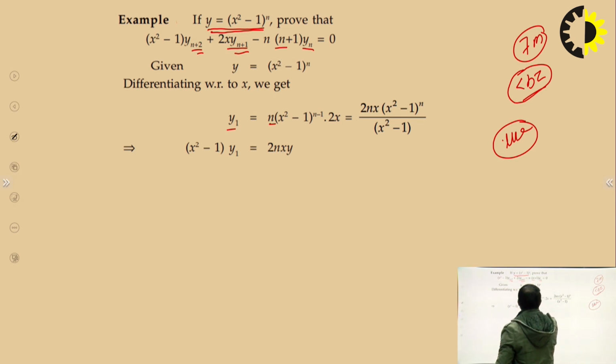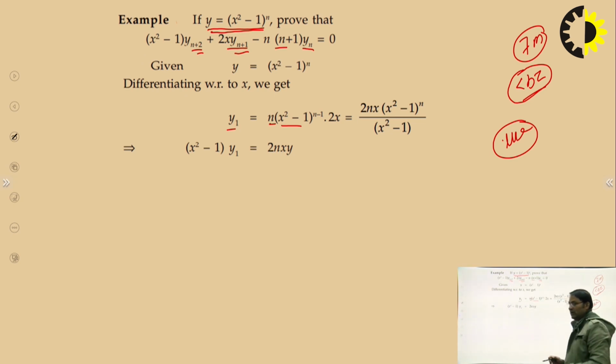So it should be n of x squared minus 1 raised to power n minus 2, and the differentiation of x squared is 2x, correct? Students, can we mention this in another form? And what is the form? Let's see. I can write it like 2nx, then I can keep x squared minus 1 raised to power n here, and the minus power can also be written here, right? No problem. See what is going to happen.